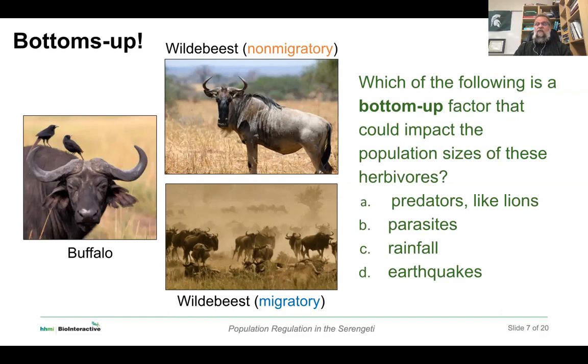So predators don't work because predators are not bottom up. Predators are top down, so that would eliminate choice A. Same with parasites. Parasites are a top-down disease-causing organism. They are not bottom-up.